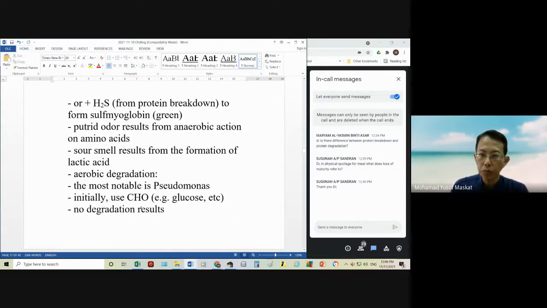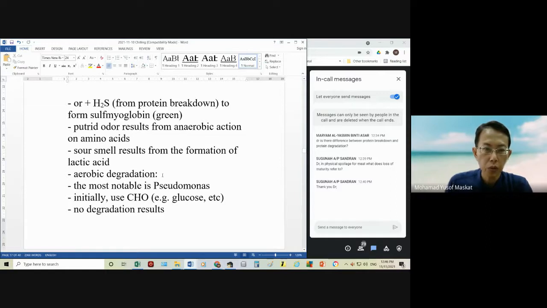Then there is putrid odor, a very undesirable odor, which results from anaerobic action on amino acids. Sour smell results from the formation of lactic acid, among others, from glycolysis, where glycogen is converted to lactic acid.